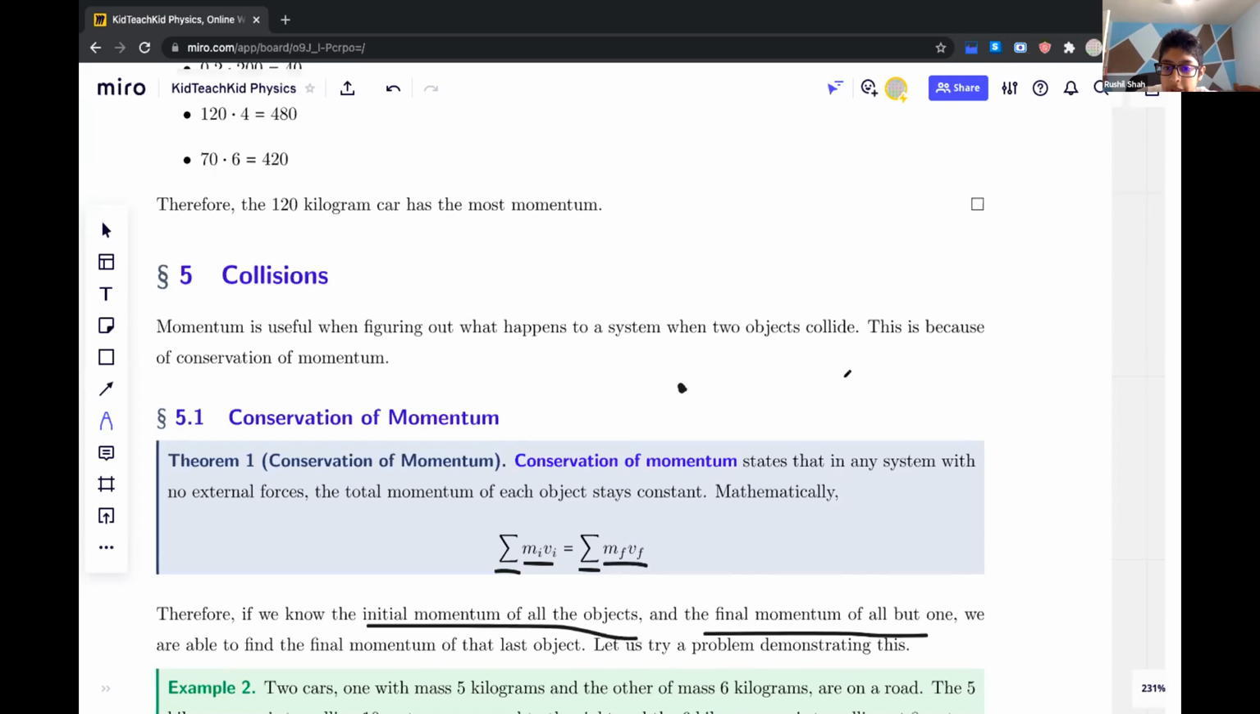So we have one object here and another here, and they're heading towards each other. So eventually they are going to collide, right? And then one object might be moving back this way and the other one might be moving another way, like that.